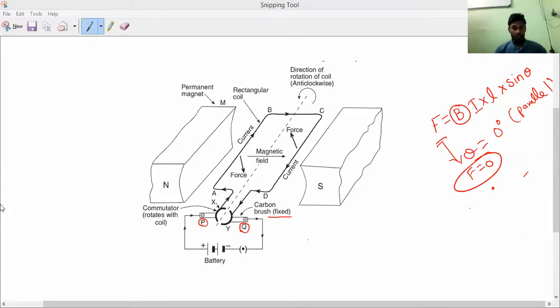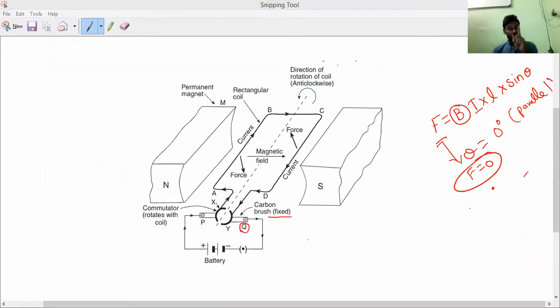So now, which commutator is touching the P point? Anybody can tell me which commutator is touching the P point here? The X commutator is touching the P carbon brush, so the current will go through the AB side of the rectangular coil, and the current will come outside through the CD side. Understand? So that is what you need to remember.